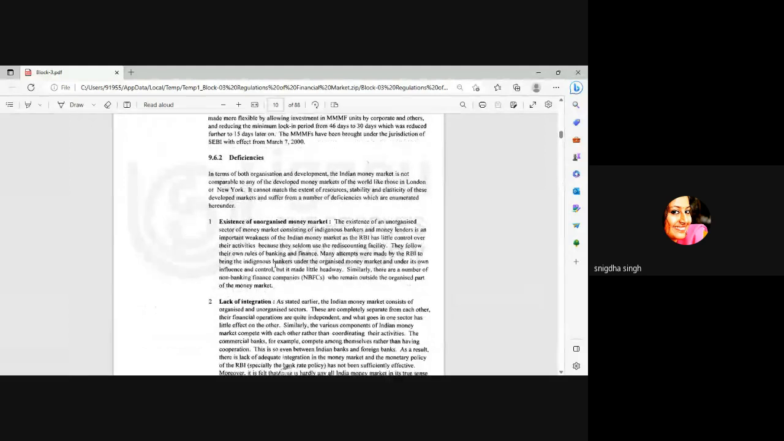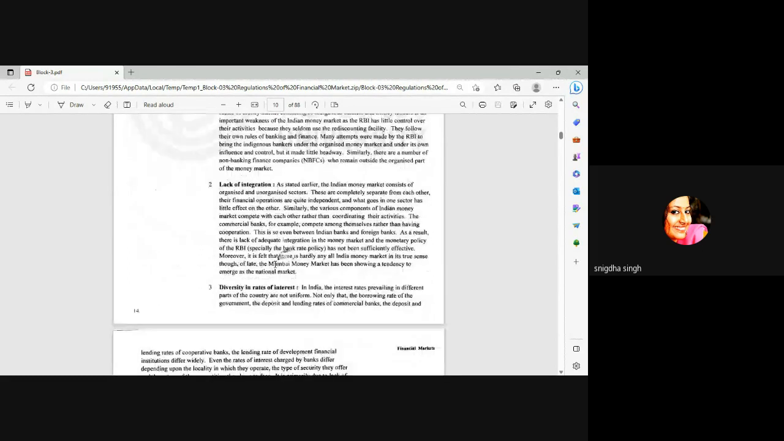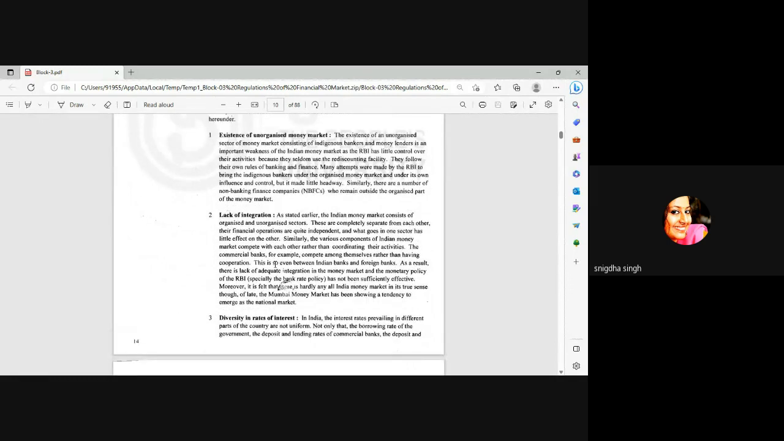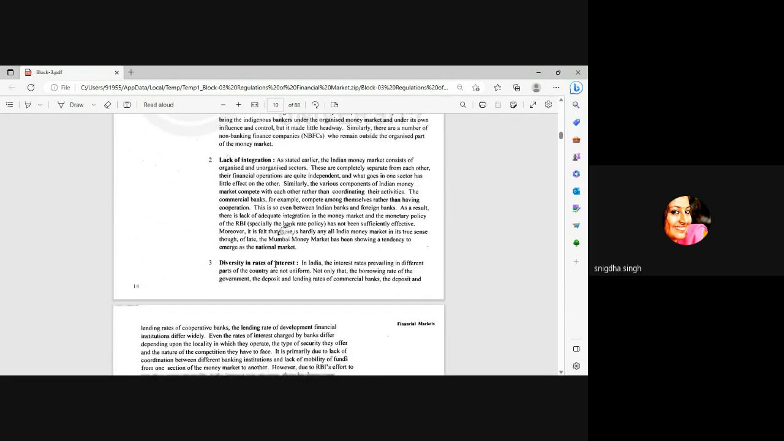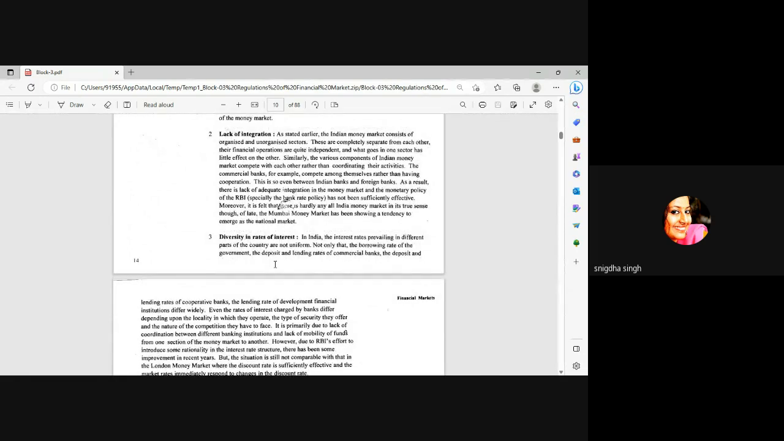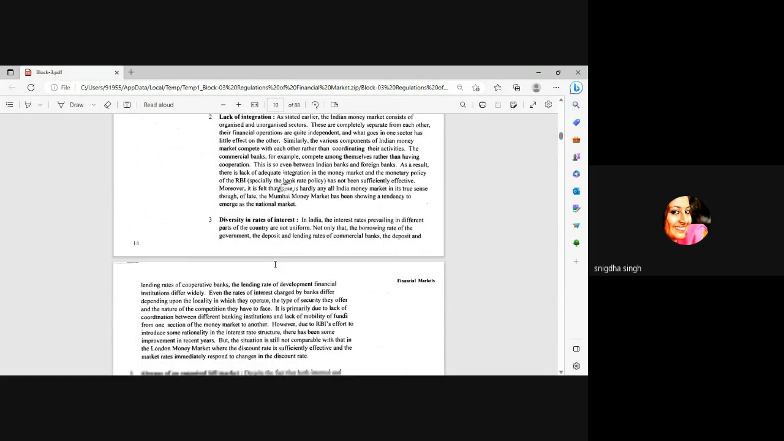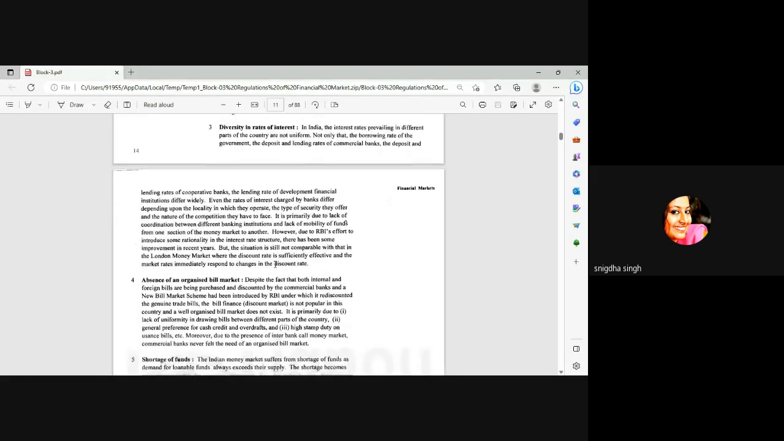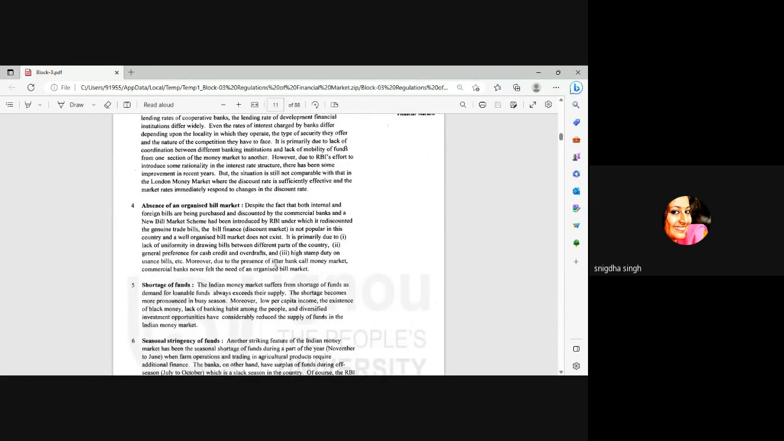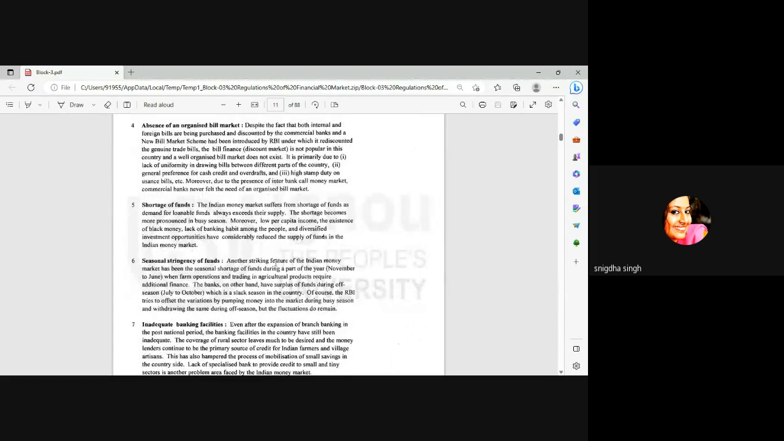Then certain theoretical deficiencies or demerits of the money market are given, such as this market is unorganized, there are too many players, and there's no control of RBI, or there is no regulation as such that the government or SEBI can exercise on it. There's a lack of integration between the organized and the unorganized sectors. Independent parties decide on their own how to operate, and there's no coordination. There's diversity in the rates of interest of various money market instruments floated at the same time, even by the same enterprise. There is no organized bill market. There is a shortage of funds whenever companies require, they are not able to avail it.